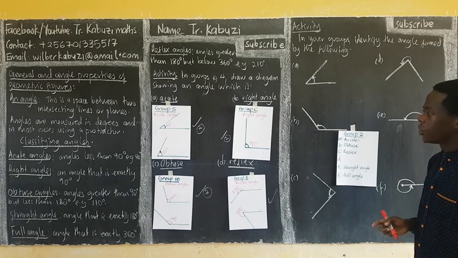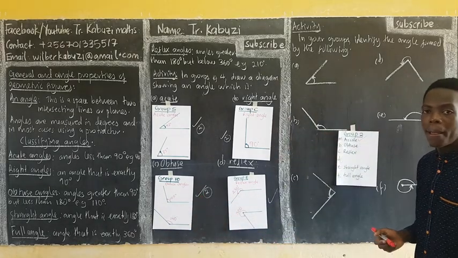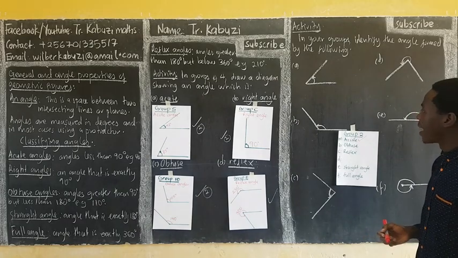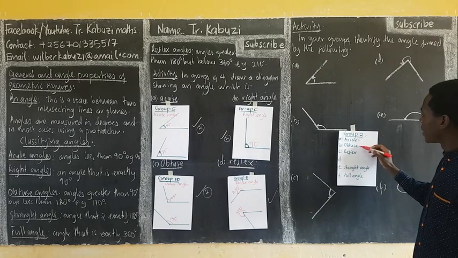Then B, they are telling us that this one is obtuse. When we look at it, is it obtuse? Let us look at obtuse angles. You see? Is it similar? Okay. And try to estimate the angle. Okay, so this is obtuse.